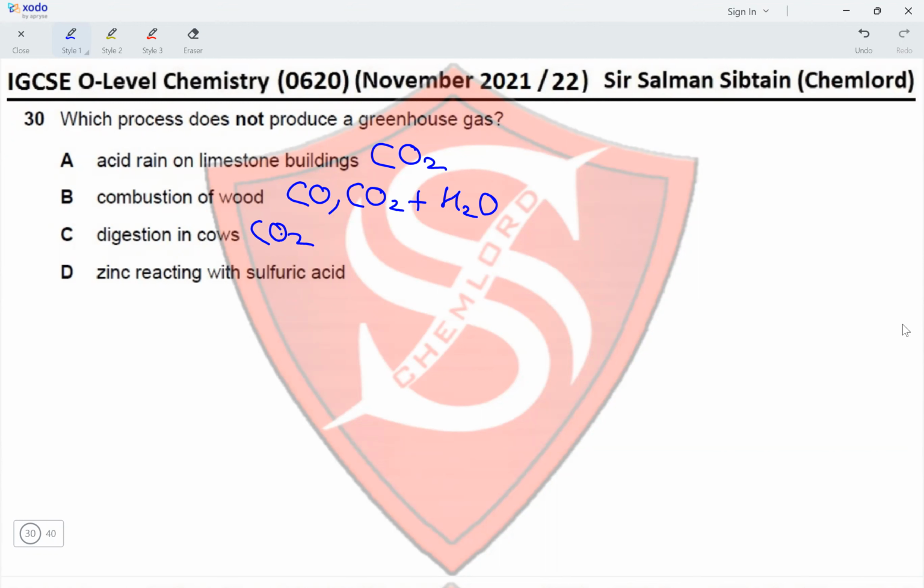Zinc reacting with sulfuric acid. When zinc reacts with sulfuric acid, it produces hydrogen gas, and hydrogen gas is not a greenhouse gas. Therefore, option D is the correct option for this question.